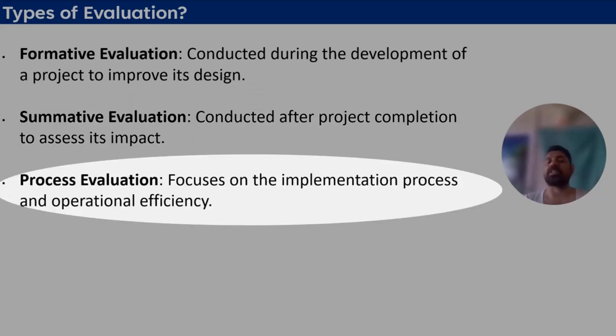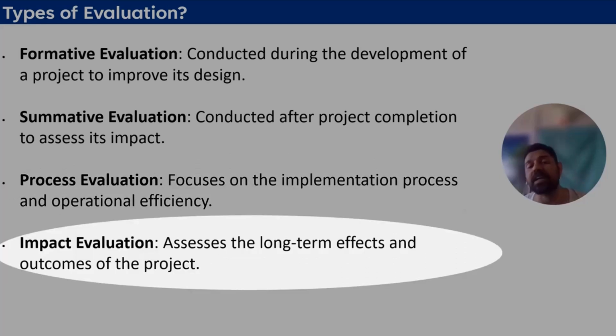Similarly, there are process evaluations, which focus on the implementation process and operational efficiency. This type of evaluation focuses on the implementation strategies. These types of evaluations assess the implementation process and operational efficiency of the project. And then there is impact evaluation. It assesses the long-term effects and outcomes of the project. For example, after 3 years, 4 years, 5 years, what would be the benefit of a project? So it assesses the long-term effects and outcomes of the project.